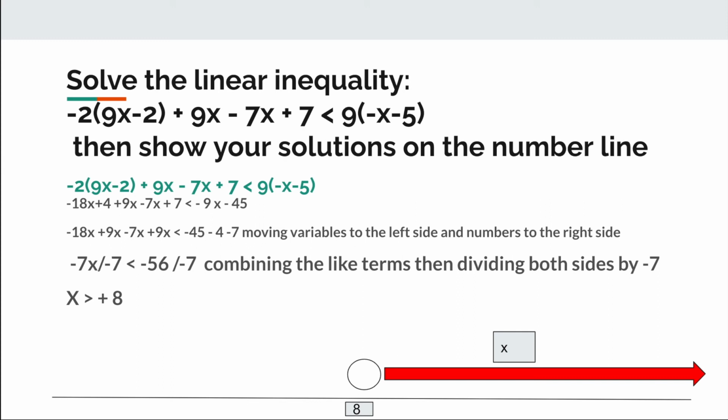Why did I draw the red line to the right? Because this line shows me the solutions, the possible values of x that I can get. I have unlimited numbers greater than 8. So since it's greater, I move to the right. If it was less, I would move to the left side.